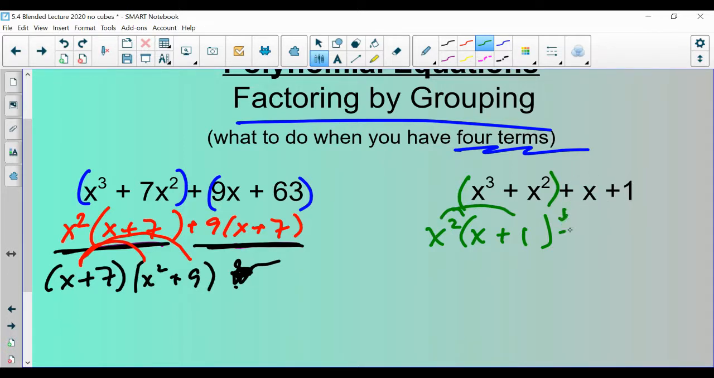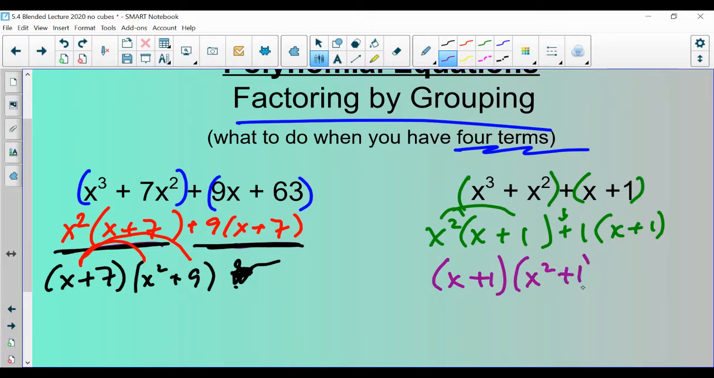I have a plus that I'm dropping down, and now I'm going to group these 2 together. X plus 1, they have nothing in common. So their greatest common factor could be stated as 1. If you take out a 1, you'd be just left with x plus 1. And what do you know? Our parentheses, once again, do match perfectly. So I'm going to write x plus 1 out front, and whatever is left behind would go here.